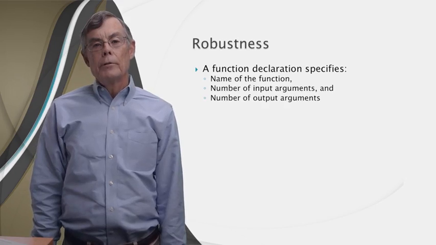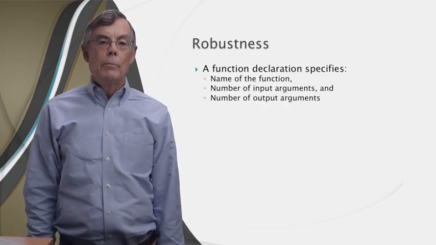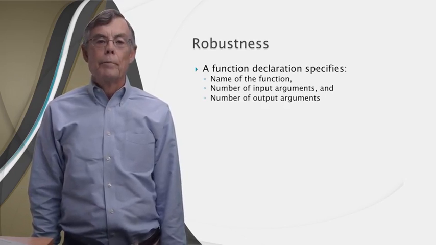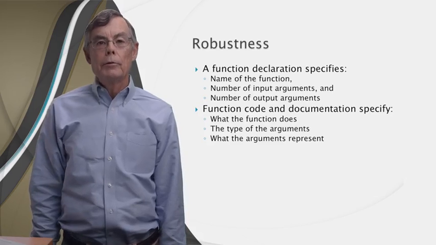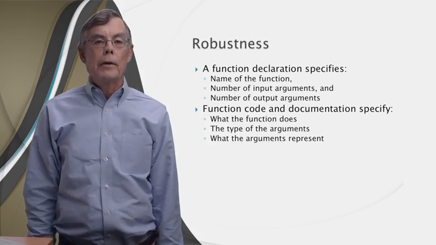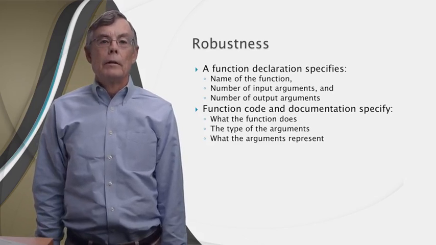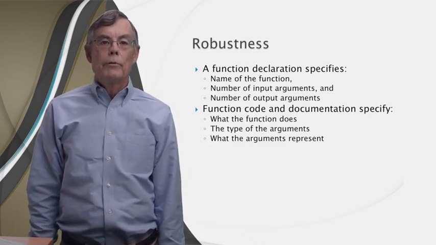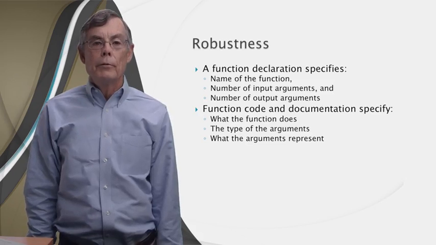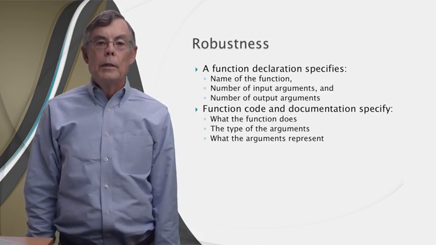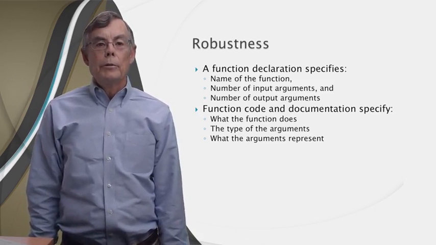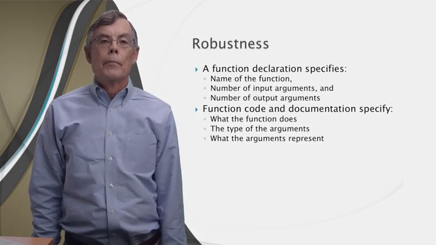A function declaration specifies the name and the number of input and output arguments. But in our head and in our code, we make additional assumptions about our function that aren't specified in the declaration. Then we write the code and the documentation for the function, which specifies the rest. What the function does, what types of values should be in the input arguments, and what those values represent.